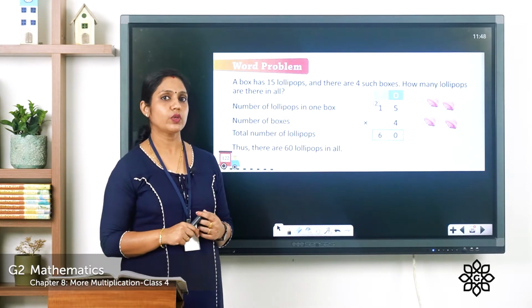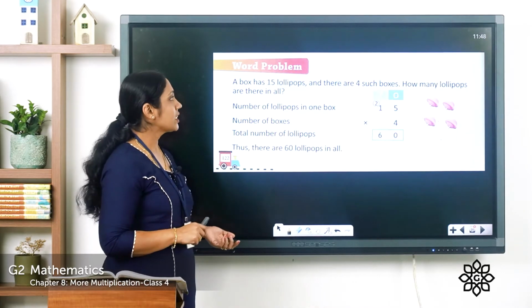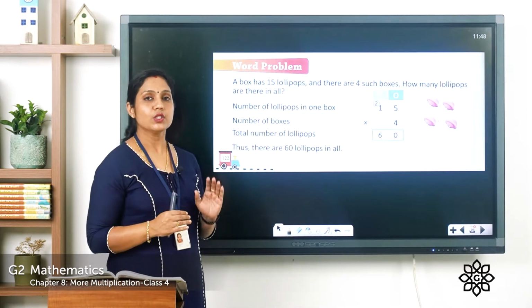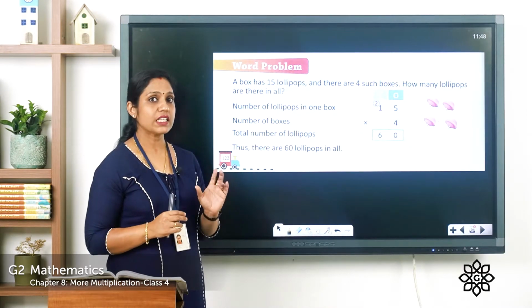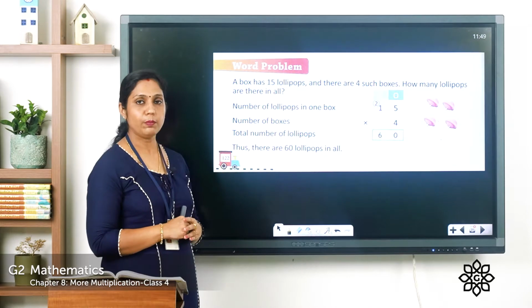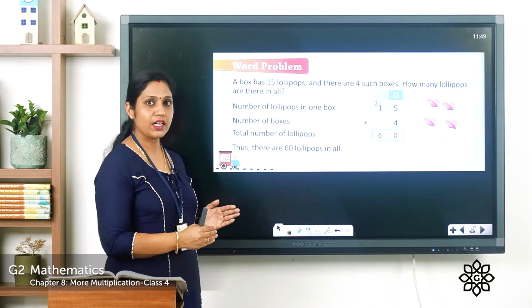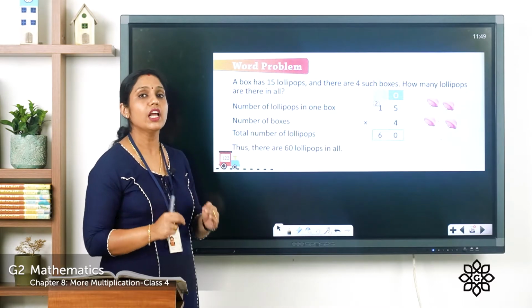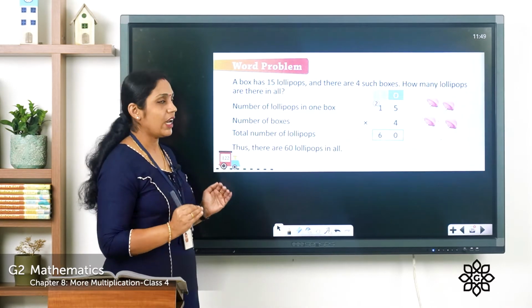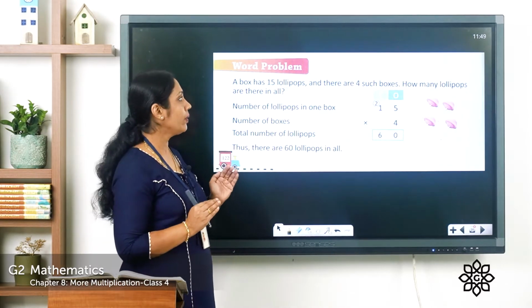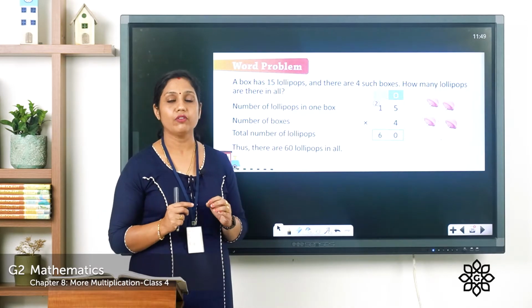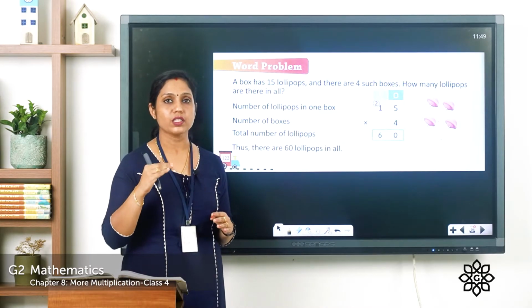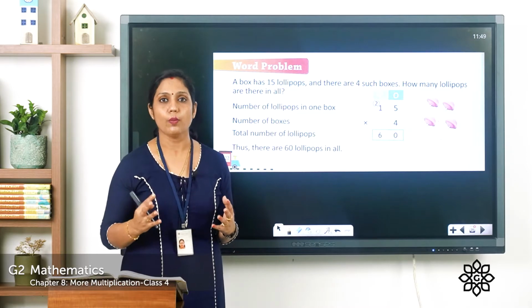So now let's check the question once again. A box has 15 lollipops. So in one box there are 15 lollipops and similarly there are 4 such boxes. So in these 4 boxes also there are 15 lollipops. And now what we have to find out? How many lollipops are there in all? We have to find out in these 4 boxes total lollipops how many are there.